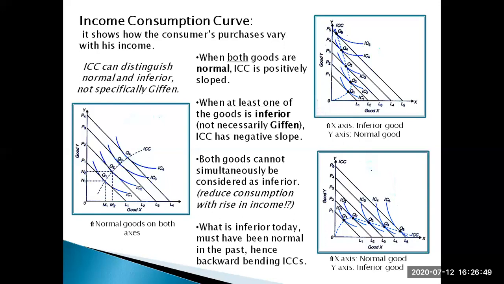So another thing is, as you can find out from the diagrams which involve inferior good, the ICCs are always backward bending. So it implies the basic fact that what is inferior today must have been normal in the past, which is why the portion of the backward ICCs which are positively sloped, for that period of time, both good X and Y were normal. So at that point, ICC was positively sloped. As soon as good Y essentially becomes inferior, the ICC bends backward. So what is inferior today must have been normal in the past. Hence, we have backward bending ICCs.